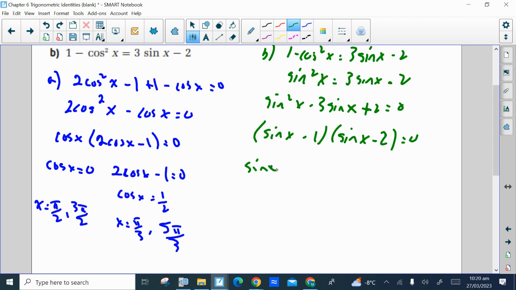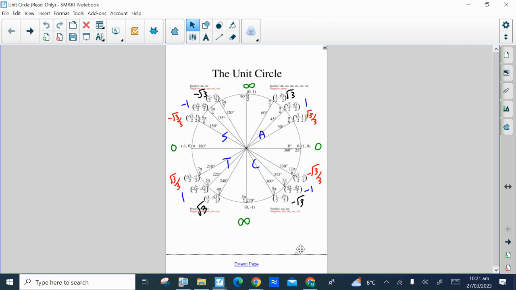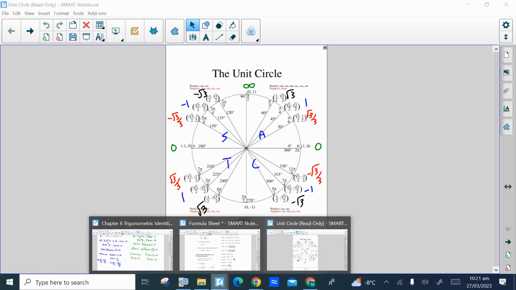So our solutions will come when each factor equals 0. There we are. Our answers for sine x equaling 1. That's on the unit circle. Sine is the y value, and it equals positive 1 up here at pi on 2, and down here, sorry, that's the only place, because down here it's negative 1 actually. So only one answer there, which is pi on 2.